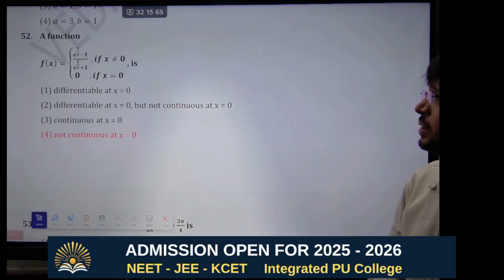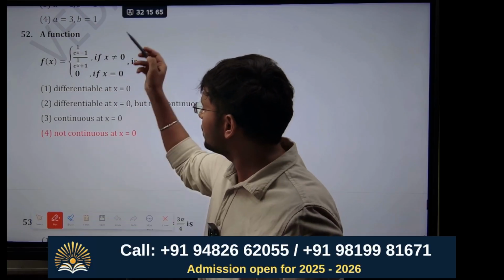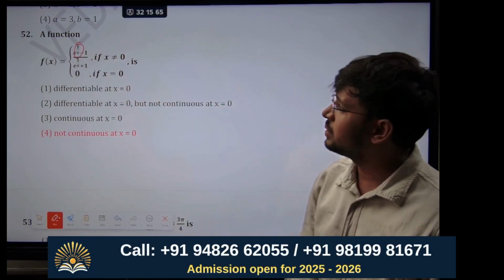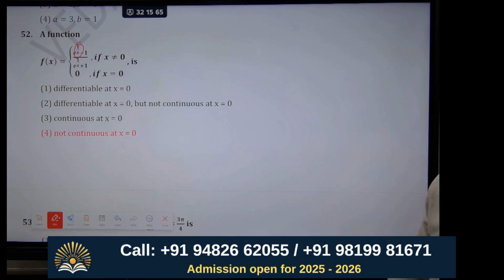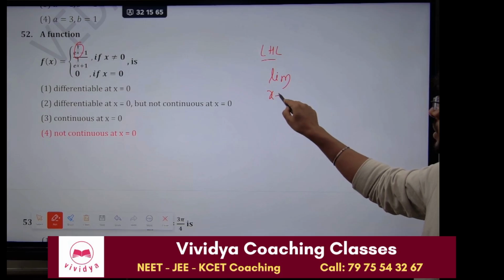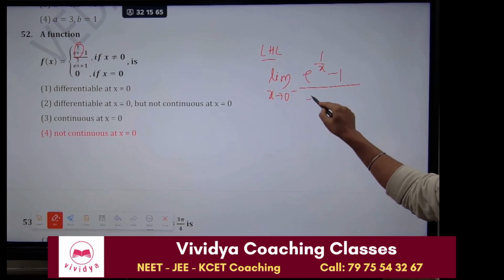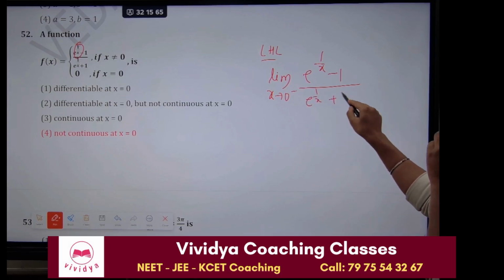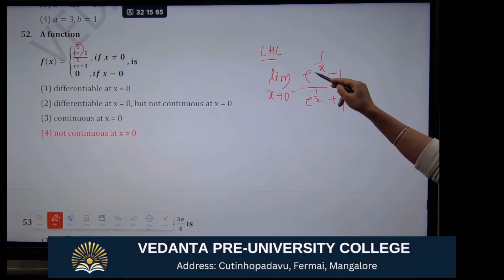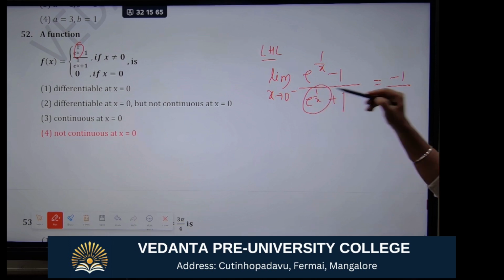Now let's see for the next. Wherever there is 1 by x, most of the time this is different, not continuous. Now you have to find continuous or not. Take LHL. Limit x tends to 0 minus. First you check continuity. e to the power 1 by x minus 1, over e to the power 1 by x plus 1. Put 0 minus: 1 by 0 minus is minus infinity. e to the power minus infinity is 0. So minus 1 divided by, again e to the power minus infinity, which is 0, plus 1. So minus 1. LHL is minus 1.